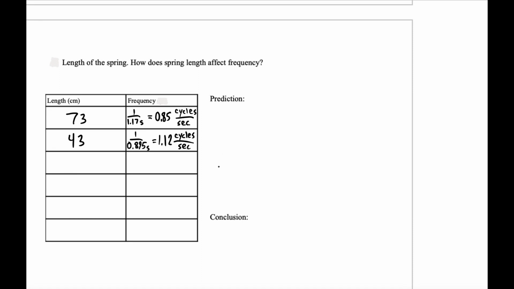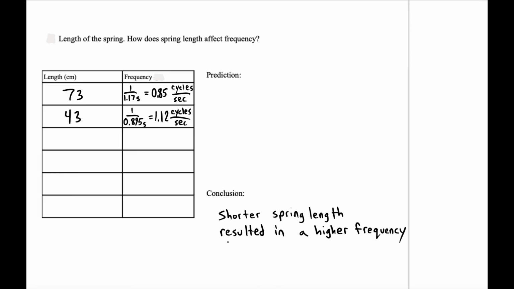And so what we see is that the shorter spring length resulted in a higher frequency of oscillation.